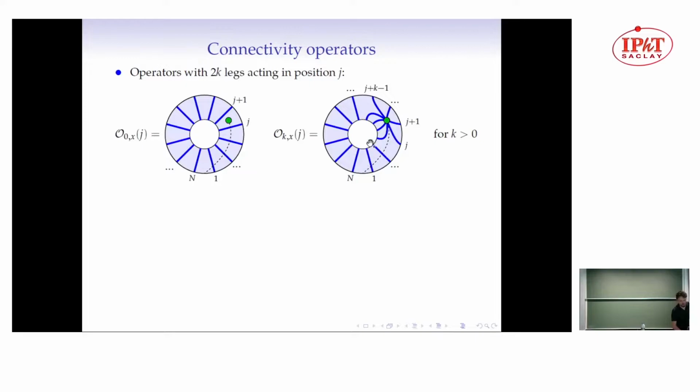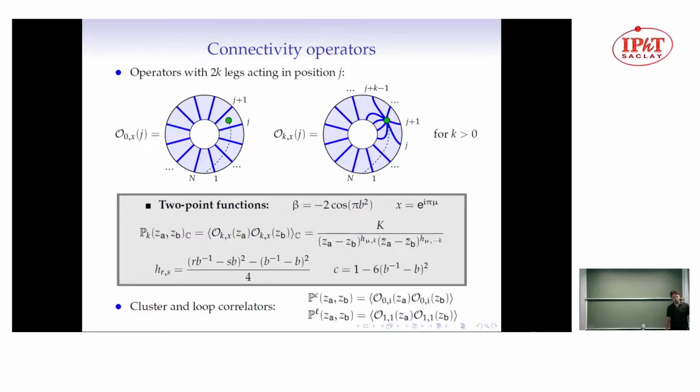And whenever they're going to cross, the parameter x is going to appear as a twist factor. But we're going to describe this in more detail in the upcoming slides. Okay, so of course, we know already the 2-point functions of these connectivity operators. So these 2-point functions are given here. I write this as pk, where k is the number of legs. I have my 2 positions.